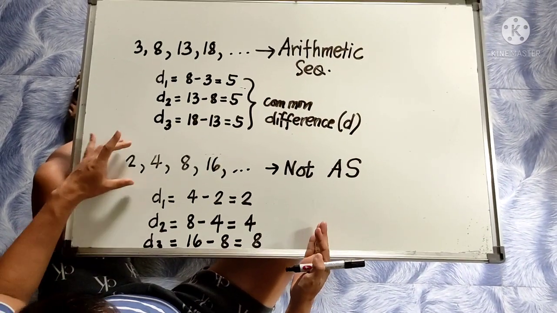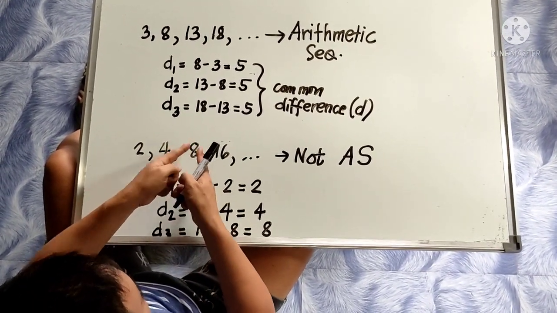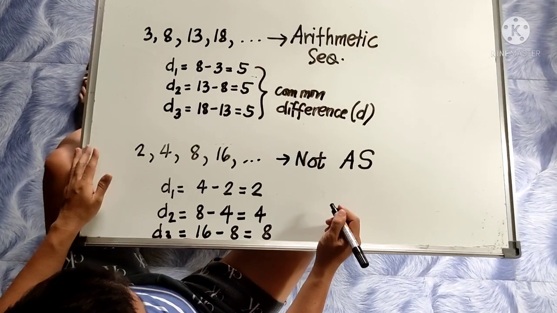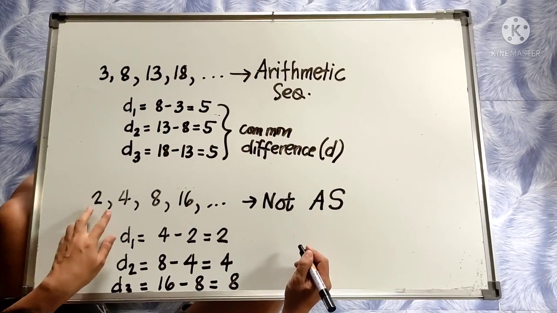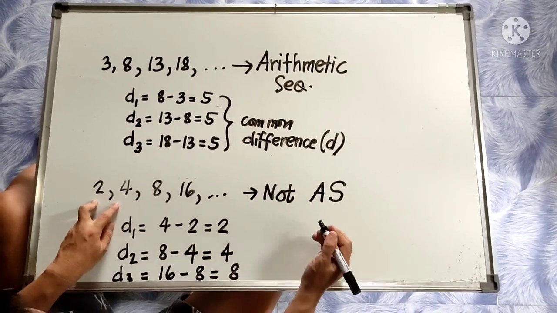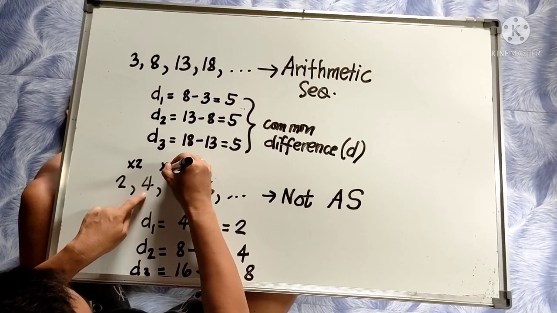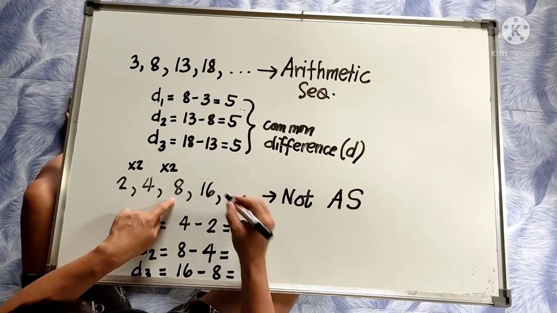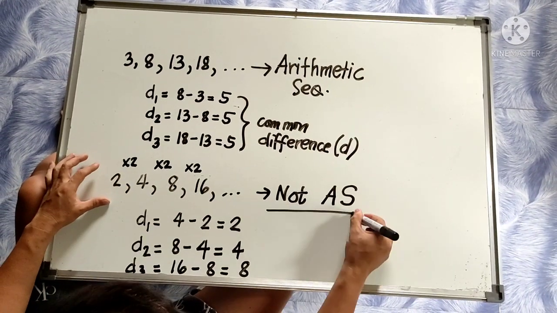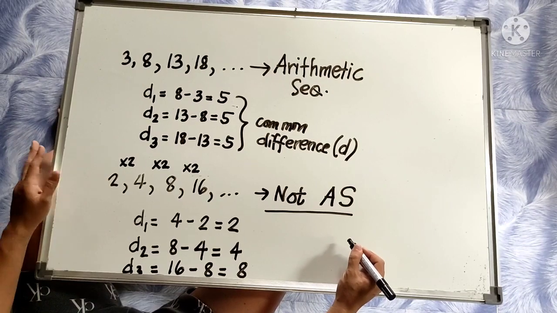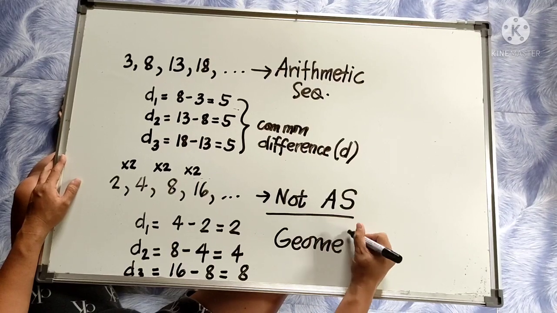But let us try to observe the given. 2 becomes 4, 4 becomes 8, 8 becomes 16. What is the pattern that you notice? You are right. There is a constant multiplier of 2. 2 times 2 is 4. 4 times 2 is 8. 8 times 2 is equal to 16. It is not an arithmetic sequence, but this sequence is what we call a geometric sequence.